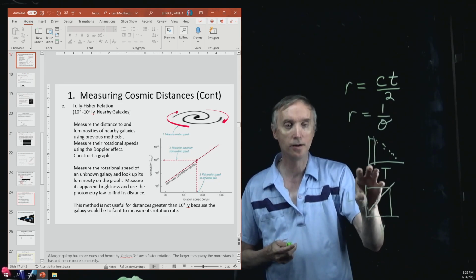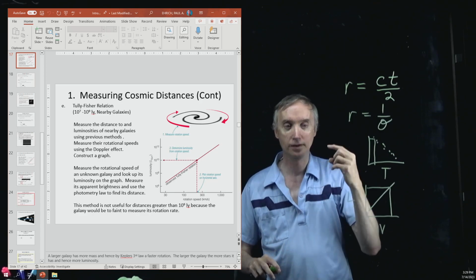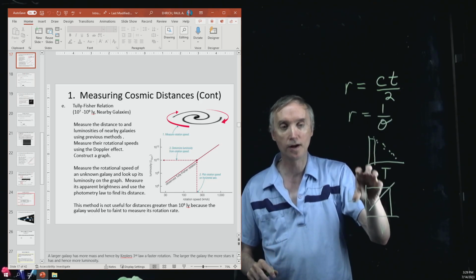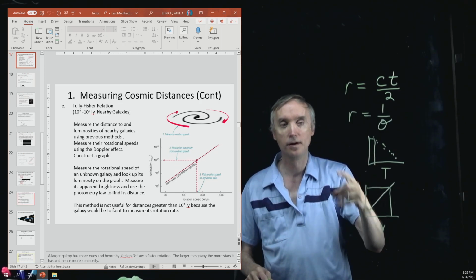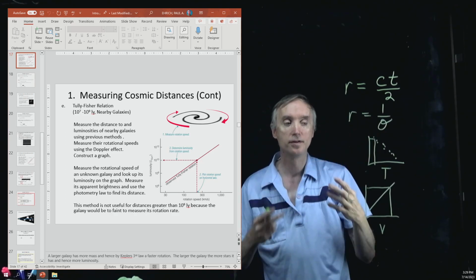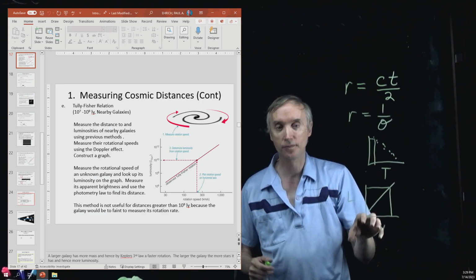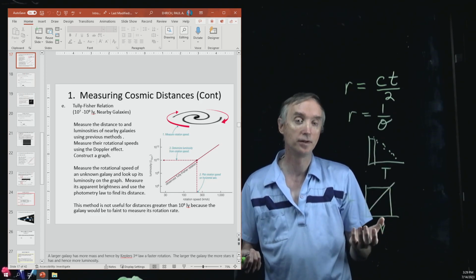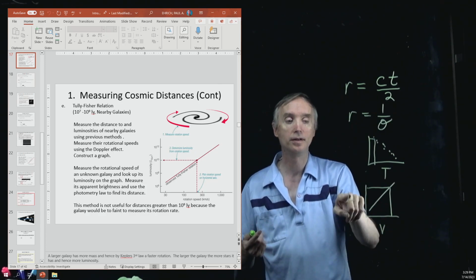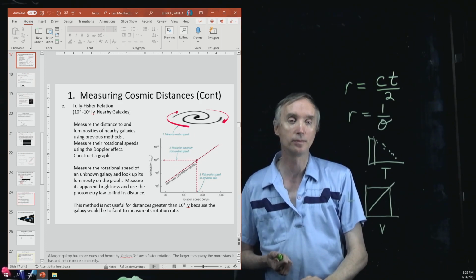Now this all comes from Kepler's laws. All right, do you remember that the greater the mass of a star, the faster a planet would go around it? All right, so the greater the mass of a galaxy, that means it's got more stars in it. If it has more stars in it, it's going to be brighter. So that's essentially where this is coming from.